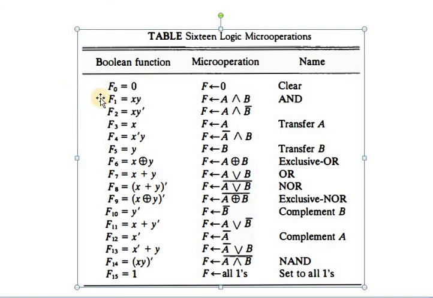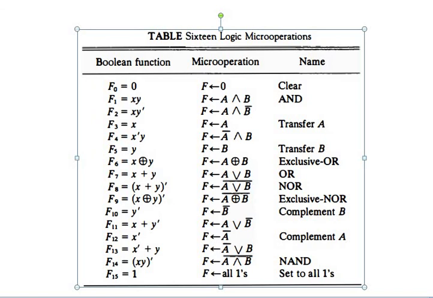So see here, this is the Boolean function, this is the micro operation, and this is the description for that. So that is clear. If f tends to 0, that is clear. If you have this symbol, that is an AND gate. If you have this symbol, that is an OR gate. You can complement B as well as you can complement A. So that is what the 16 logic micro operations are.